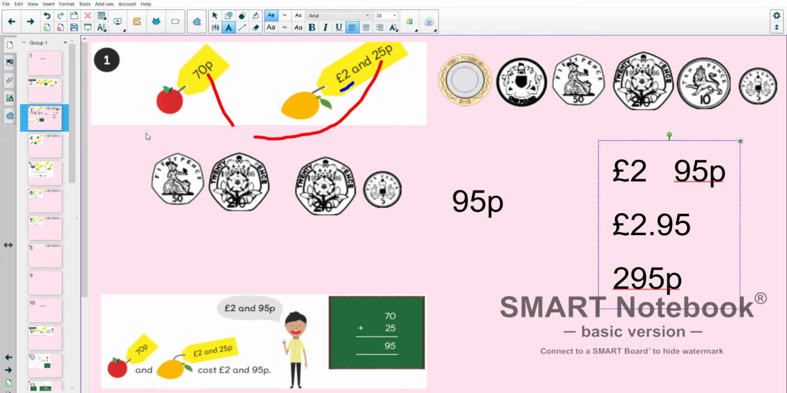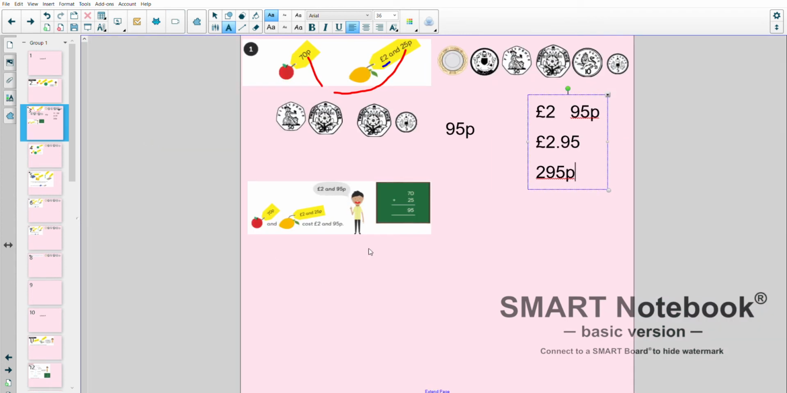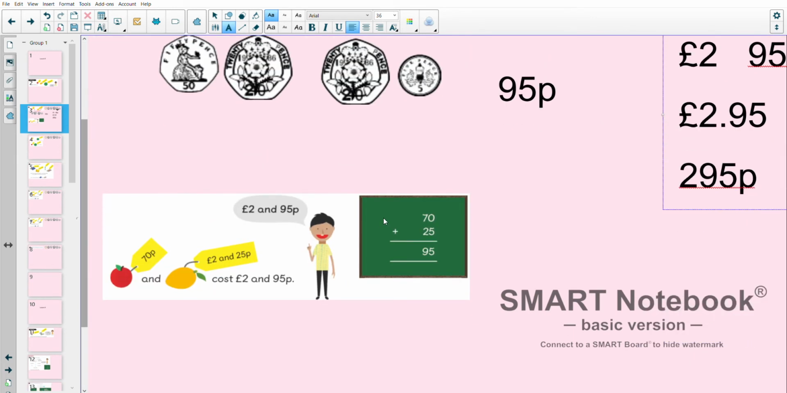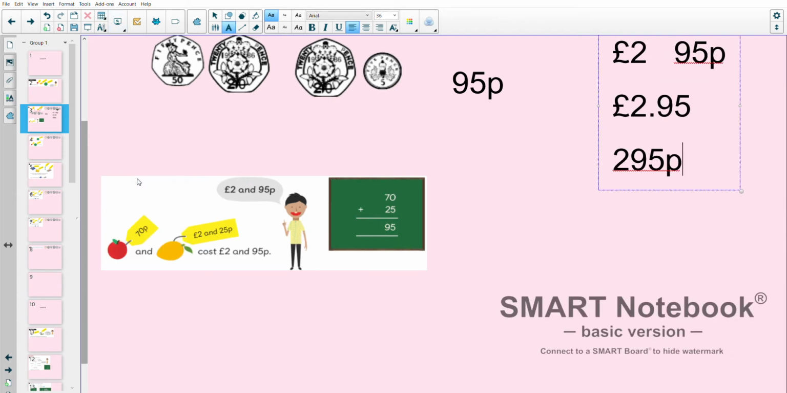Another way to do it is to look at the column method. So here I have added the pence, 70 pence add 25 pence, as adding the ones is 5, adding the tens is 9 tens, and I get 95. So altogether, I've got 2 pounds and 95 pence. Now you might have added different ones together. I'll go through one more.